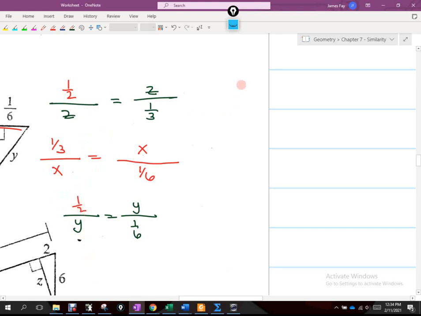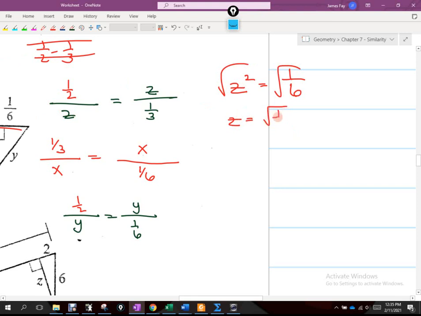Okay. So now when I cross multiply, I get z times z, which is z squared. And then how do I multiply fractions? Okay, so I get 1 over 6. So when I multiply fractions, I'm multiplying 1 half times 1 third. Straight across the top gives you 1. Straight across the bottom gives you 6. That's how you multiply. I'm going to take the square root of both sides. Square root of 1 sixth.